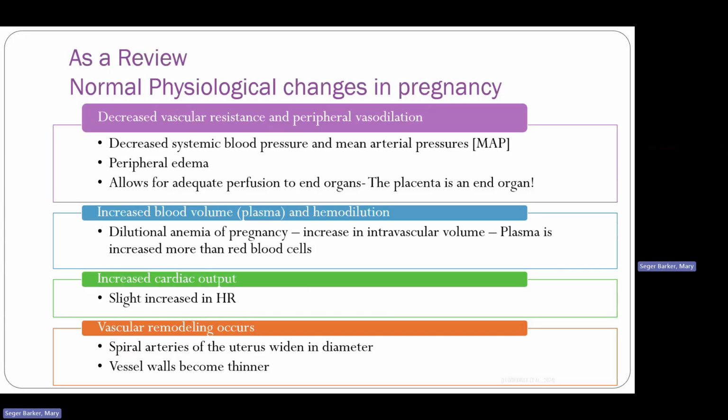And then also in pregnancy, we have vascular remodeling. This occurs both in the myometrium, which is the muscle lining of the uterus, and within the vasculature of the placenta. They have spiral arteries in the uterus that widen in diameter. That allows more blood flow to the fetus, and then also return of CO2 and lactic acid or any toxins. Then the vessel walls become thinner, so they're a little bit more permeable.